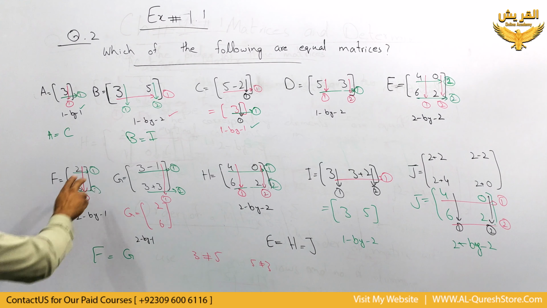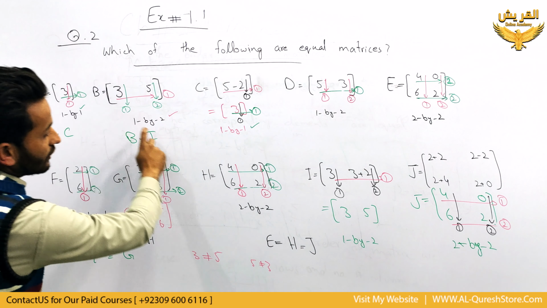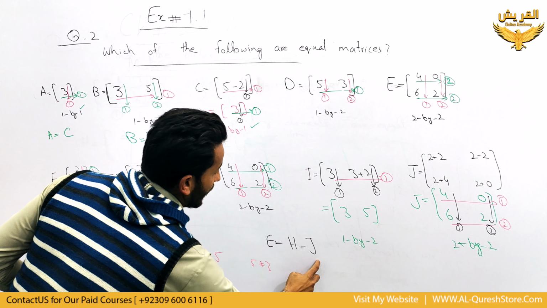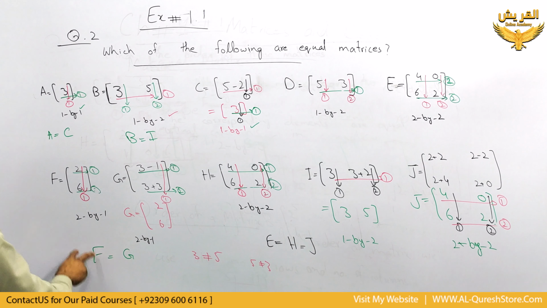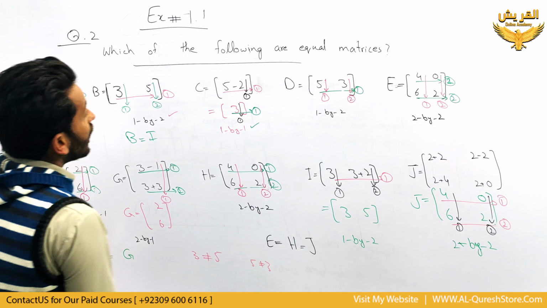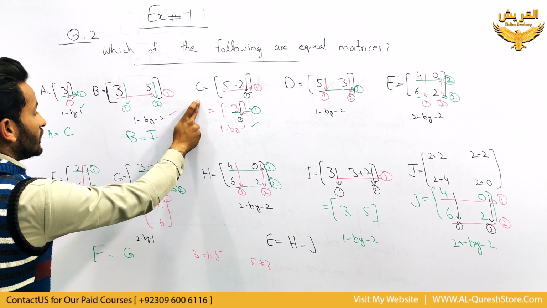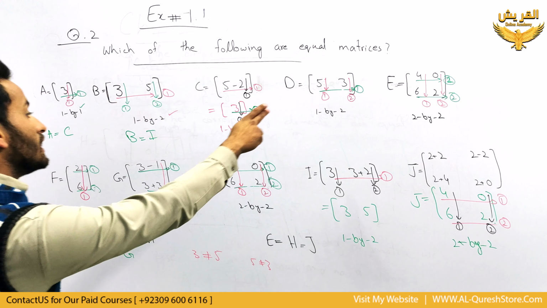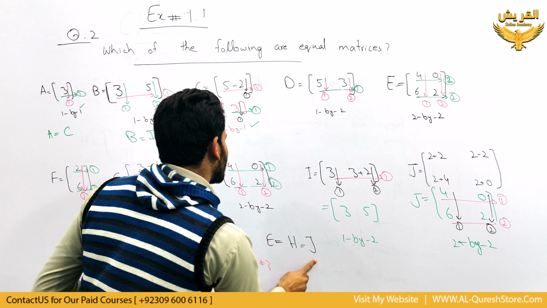There are 4 equalities: A is equal to C, B is equal to I, E is equal to H and J, and F is equal to G. So these are 4 equalities in this whole cluster. First one, A matrix is equal to C, second one, B matrix is equal to I, third one, E matrix is equal to H and J. These three matrices are equal.